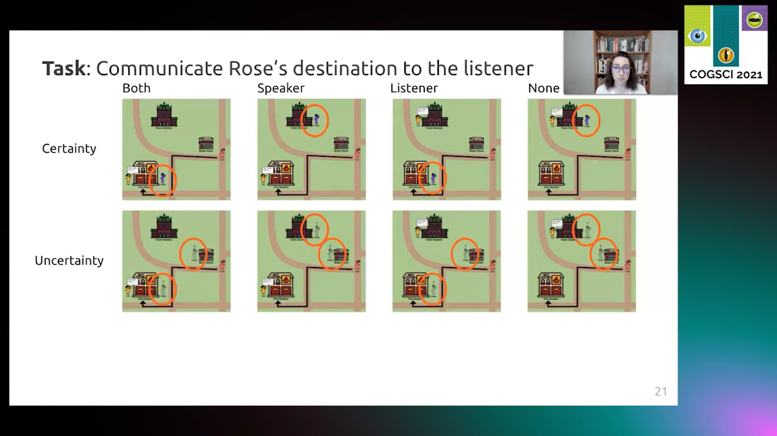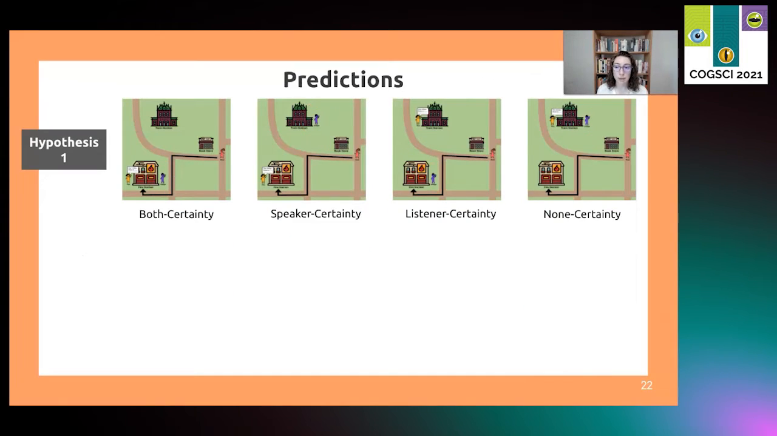The task was to communicate to their listener the destination of a third-party character named Rose. And we make predictions about these conditions corresponding to our two general hypotheses. For our first hypothesis, we make predictions about the certainty conditions.